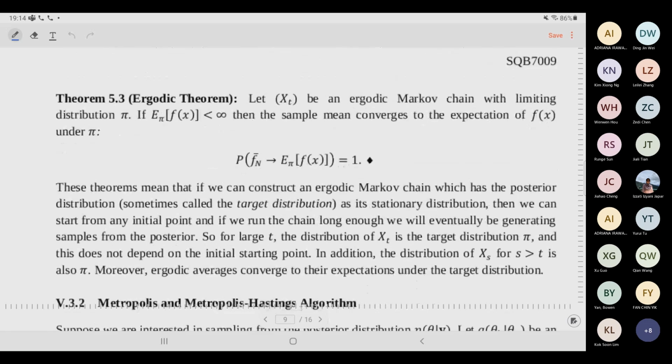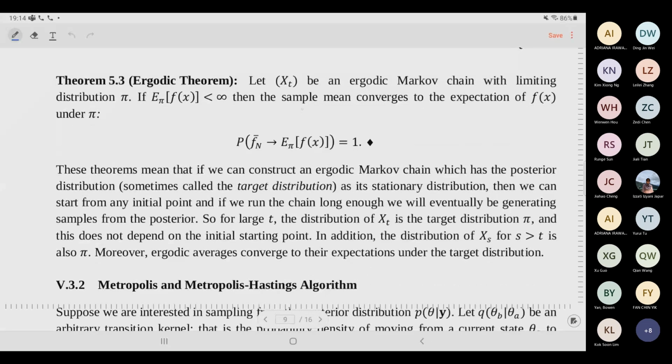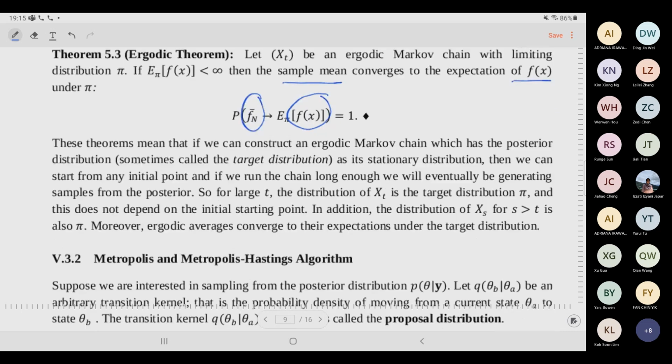Also, if you have a Markov chain, the sample mean will converge to the expectation. This is also where we use the Monte Carlo part, because under the Monte Carlo sample average method, the mean will converge to the expectation. So if I have a function f, then the sample mean of the function will converge to the expectation of the function under pi, our stationary distribution. So the main idea here is this.